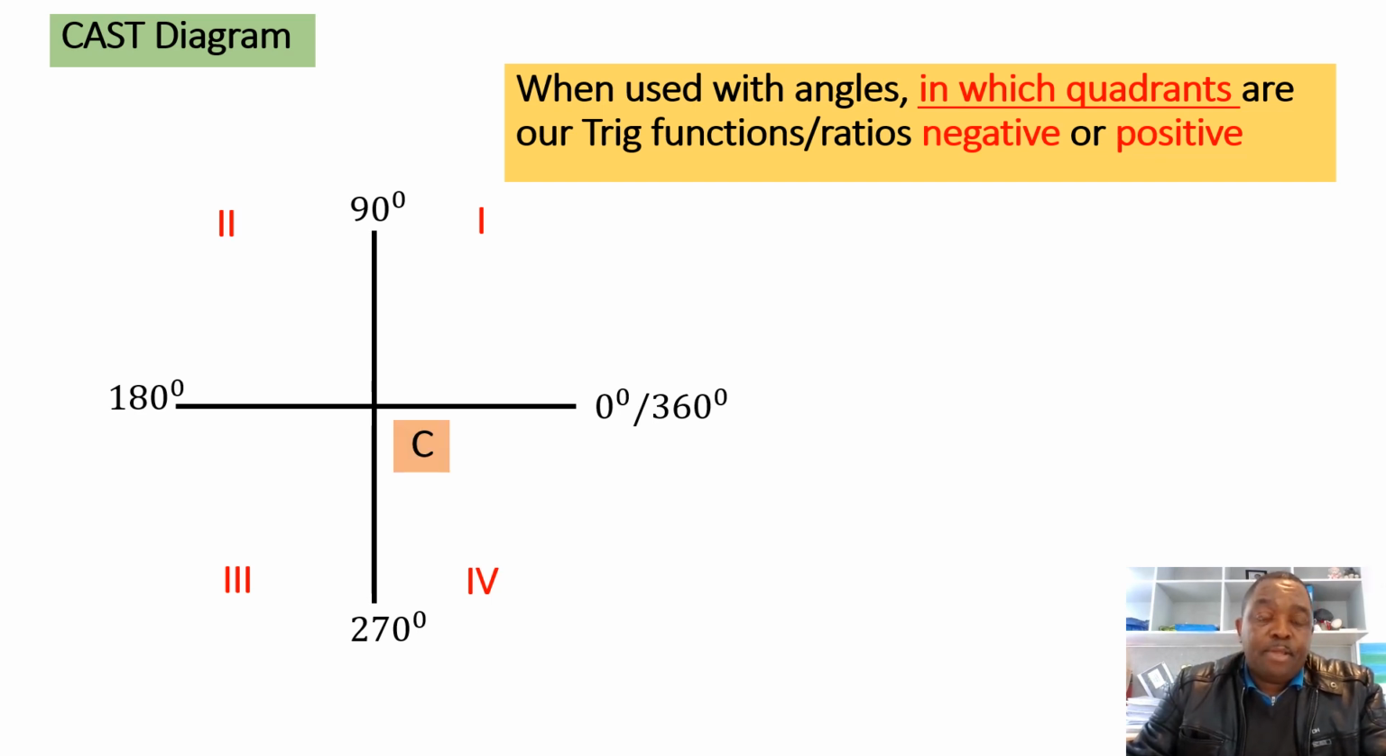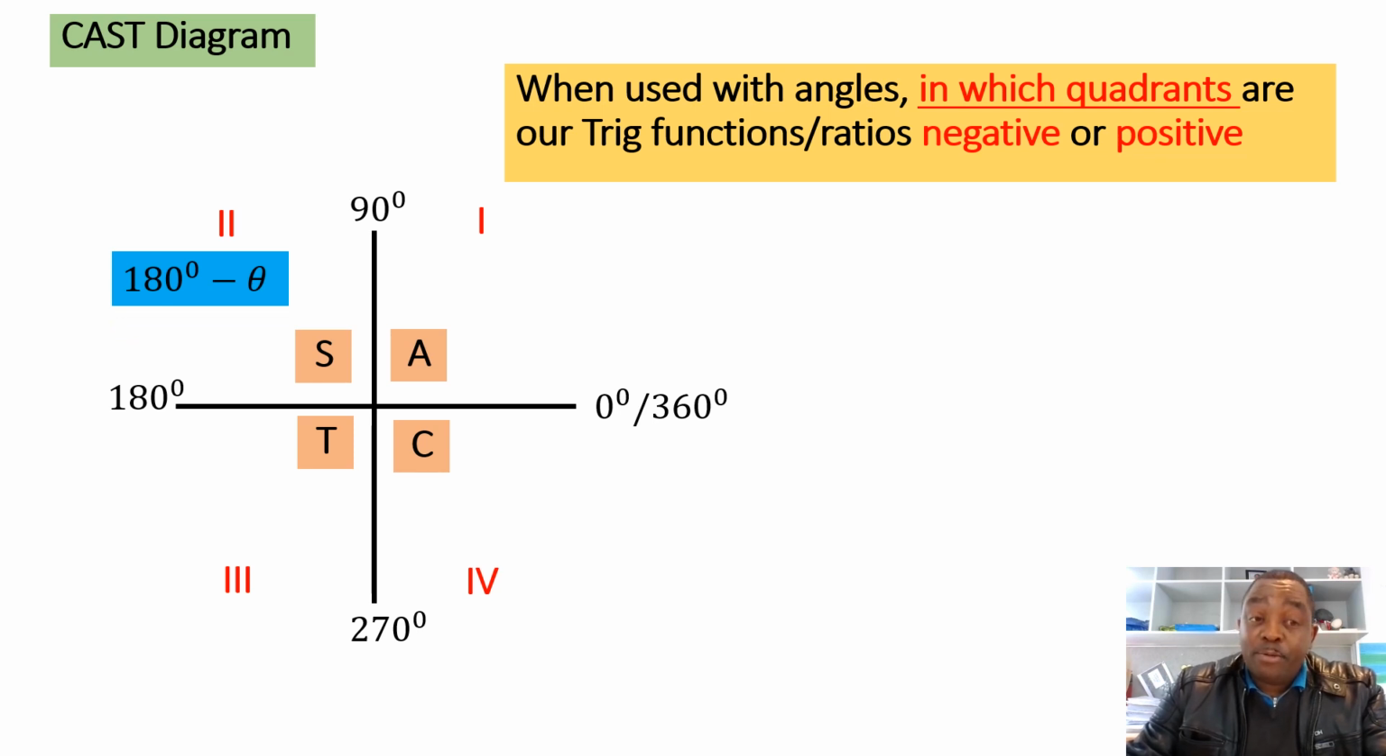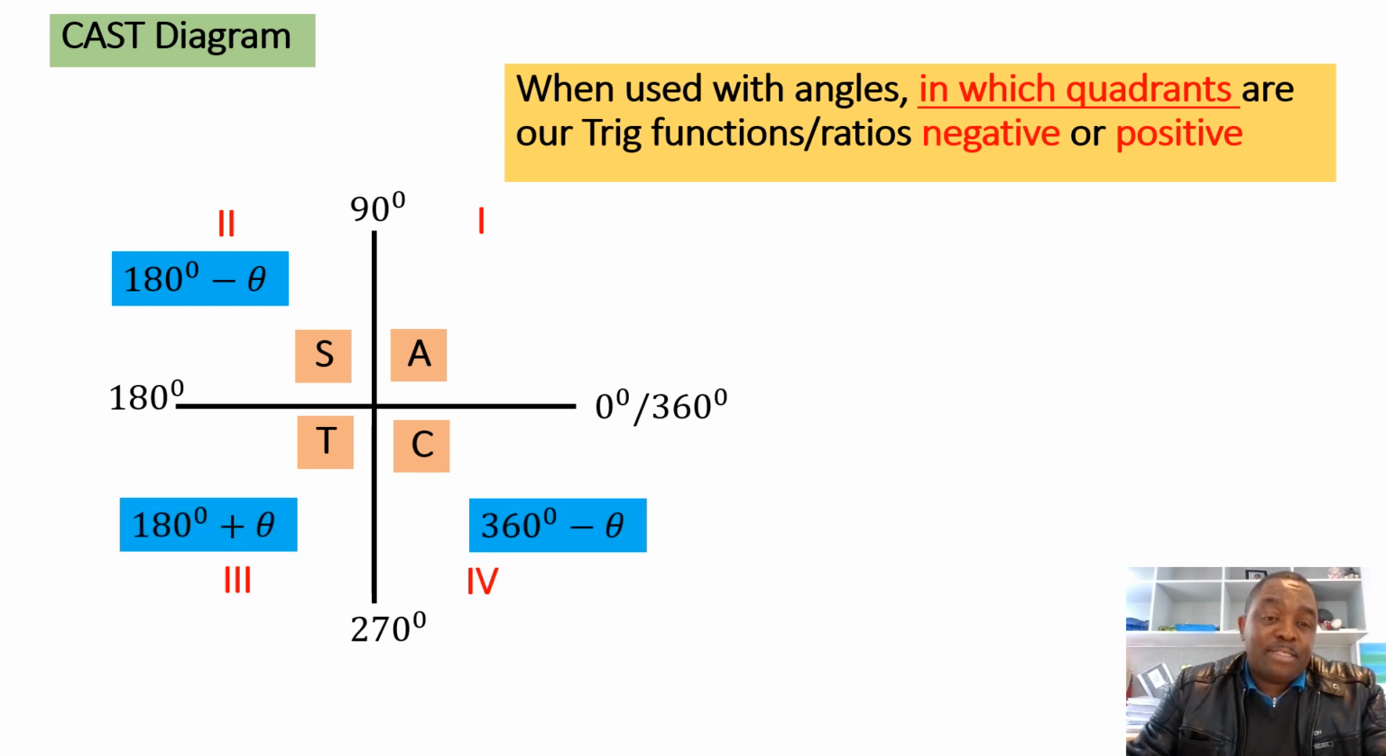So we know that in the fourth quadrant, only cos is positive. In the first quadrant, all of them are positive. In the second quadrant, only sin is positive. And in the third, only tan is positive. Now you want to keep this in mind, but over and above that, you also want to remember your reduction formulae, which will help you determine the solutions in those quadrants. Second quadrant 180 minus, third quadrant 180 plus, and fourth quadrant 360 minus.